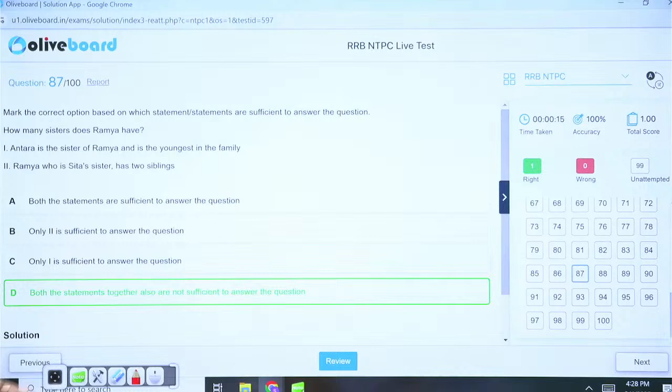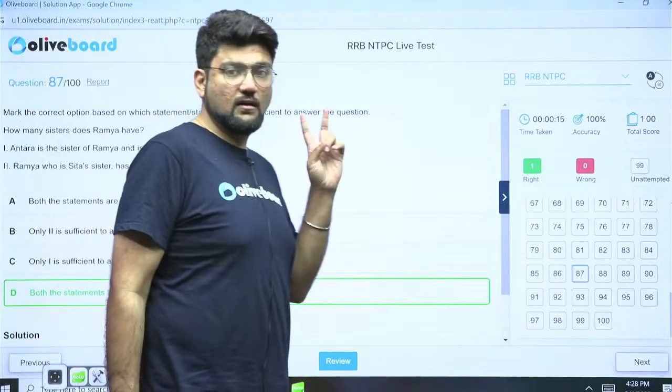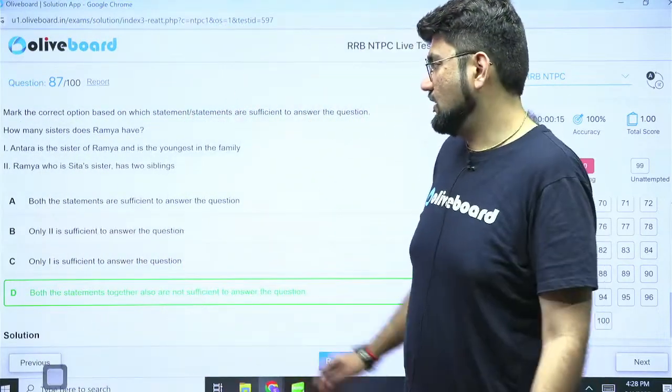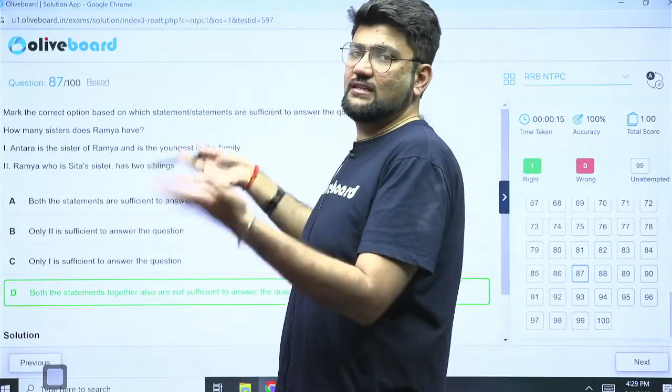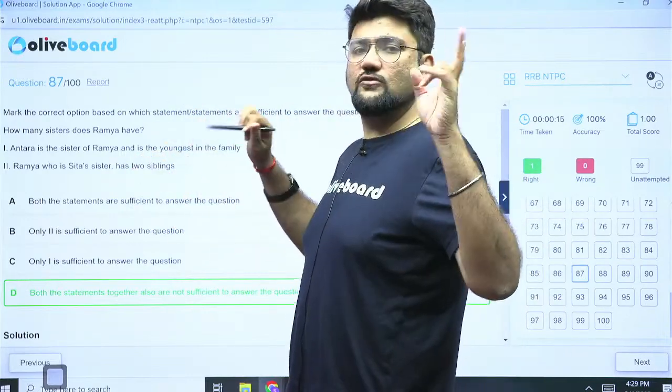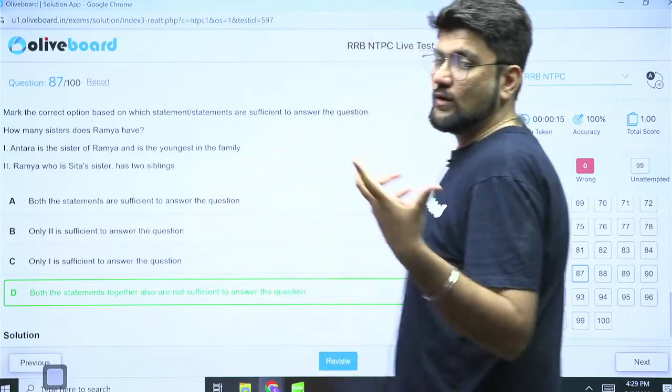A lot of students end up marking the option that both are sufficient to answer the question here, which is option A, thinking that Ramya has 1 sister Sita and 1 sister Antara, so she has 2 sisters, and that is where you end up making an error.